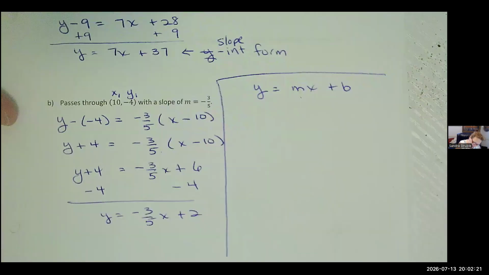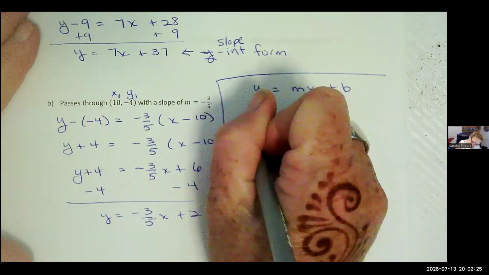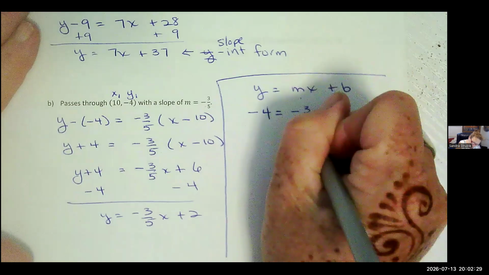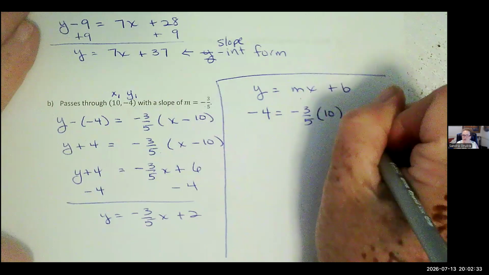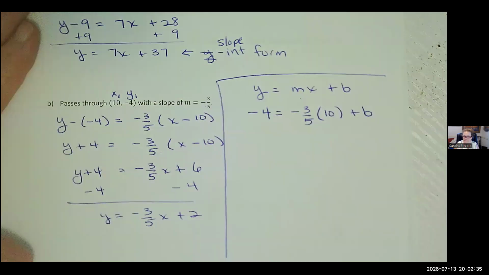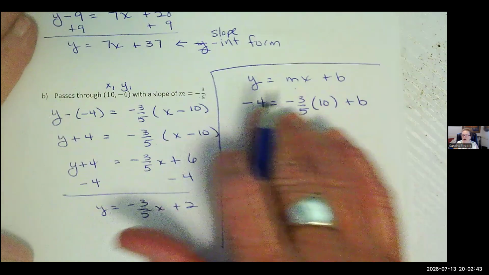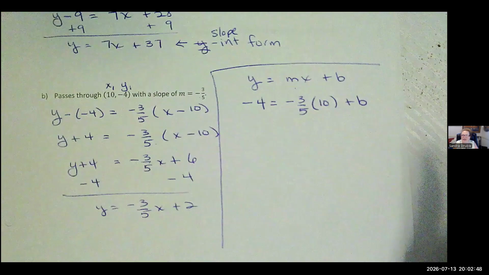So where y is, you'll put negative 4. Where m is, you'll put negative 3/5. Where x is, you'll put 10. And you're solving for b. You're solving for the y-intercept. Okay. This one, we can just go ahead and multiply these. Typically, I would tell you to multiply both sides of the equal sign by 5, or every term by 5, and get rid of the fraction. This cleans up nicely. Let's pretend like it doesn't.